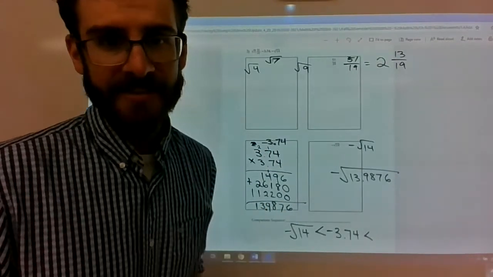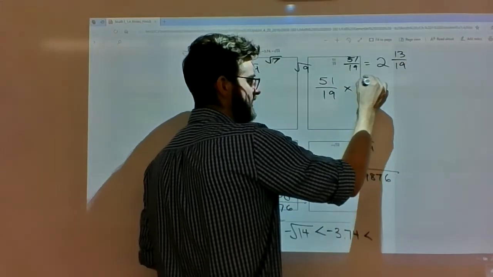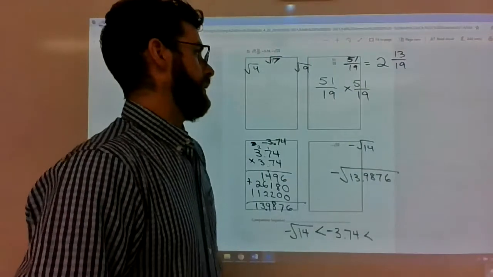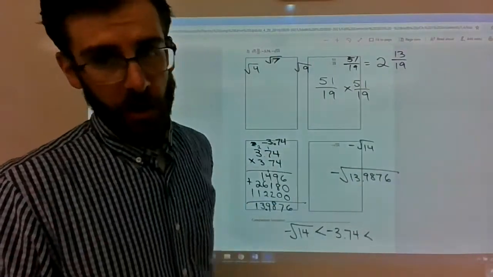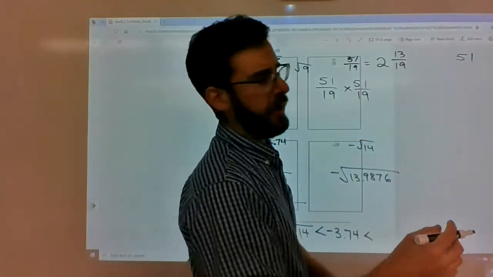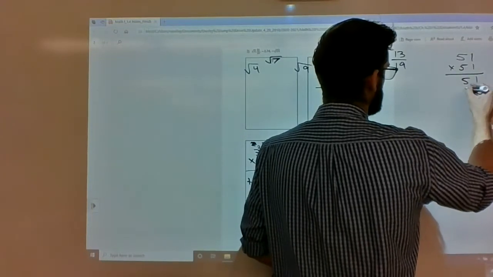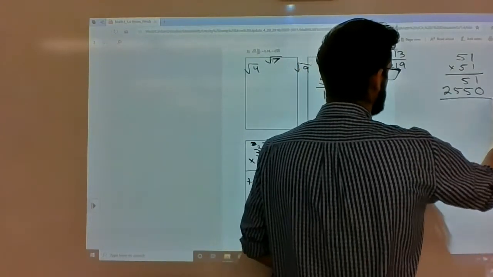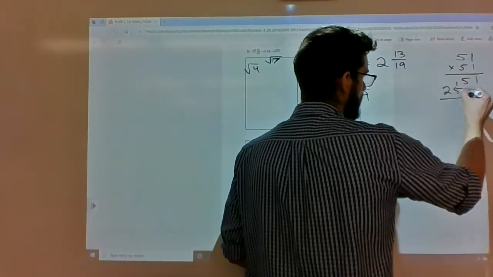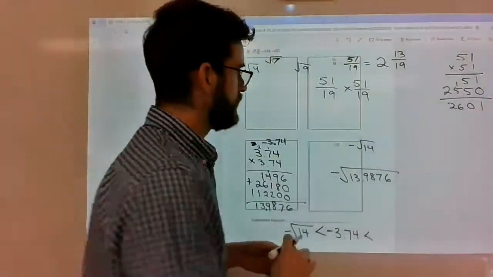So we got to multiply it by itself. 51 over 19 times 51 over 19. All right, so 51 times 51, we can do the work off to the side. I'm guessing it's 2,601. These are your two rows of computation. All right. 2,601 is our numerator.